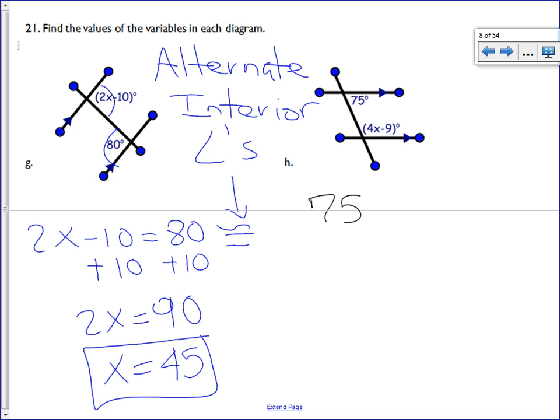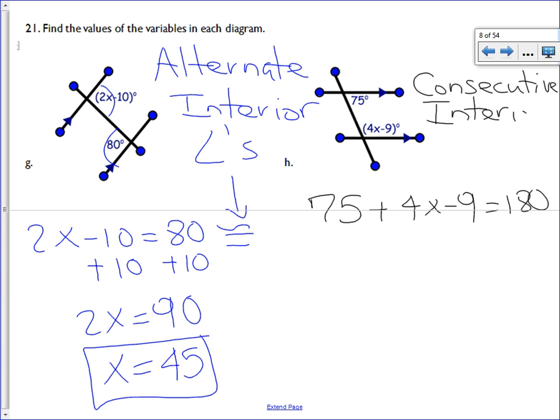Well, if we take 75 and add it to 4x minus 9, we get 180 because these angles, I use the language of same side interior angles, and that's valid. They're also called consecutive interior angles. So your teacher probably used both. Consecutive interior angles are supplementary. So if you add the two angles together, you end up getting 180 degrees.